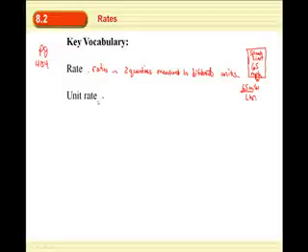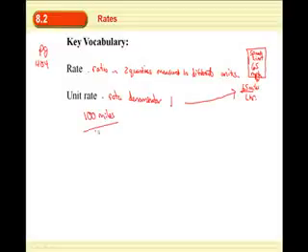A unit rate is a rate with a denominator of 1. Actually, right there, that's a unit rate, 65 miles in 1 hour. If I said to you, what is the unit rate if you go 100 miles in 2 hours? You would have to make this have a 1 on the bottom. So you would divide by 2, and it would be 50 miles in 1 hour. Probably not by car, because not many people travel 50 miles an hour in a car. Anyway, let's do some stuff with that.